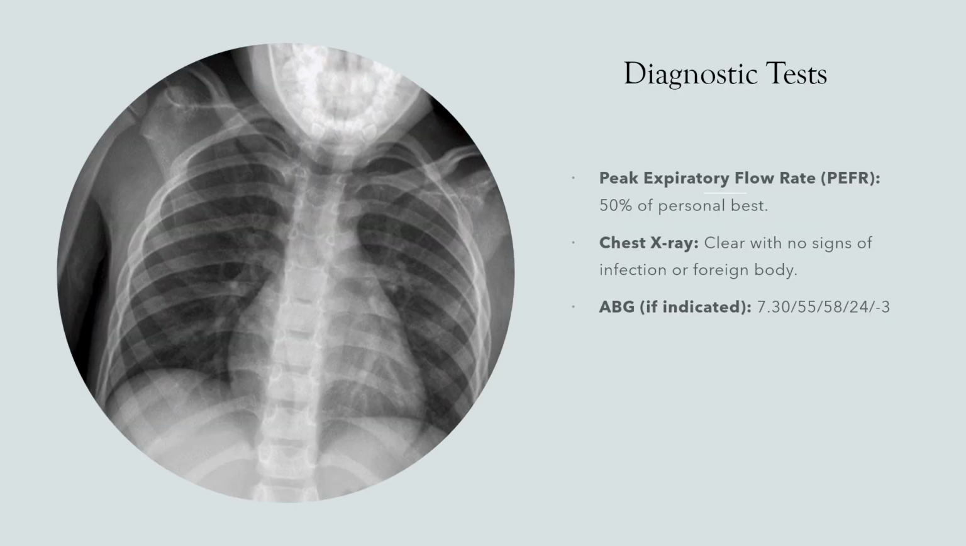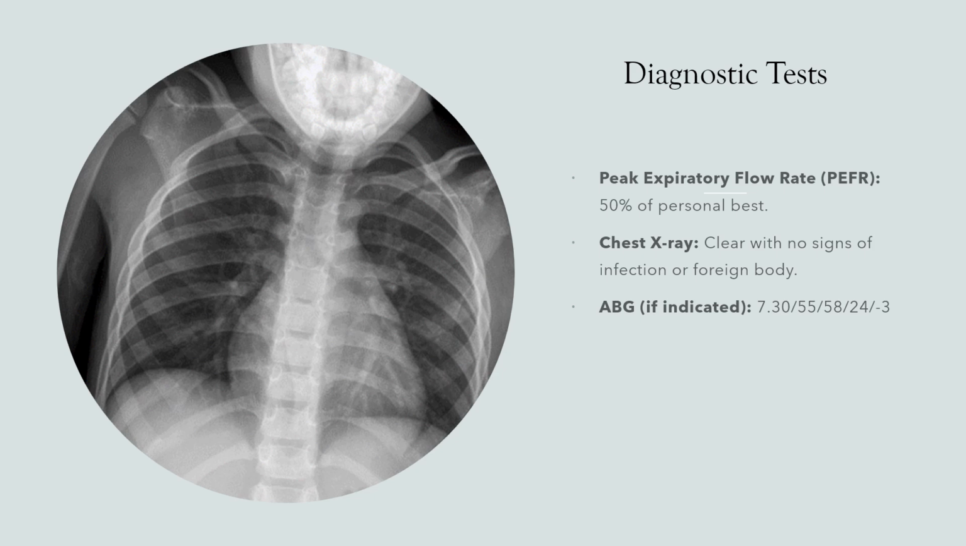So we do some pulmonary function testing with her, and she is at 50% of her personal best with peak expiratory flow. So in this case, we have documented her best peak flow rates, and she's only at half of that. So this is very concerning. We have a chest x-ray, which looks clear and normal.